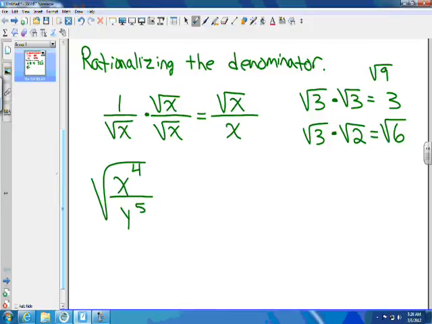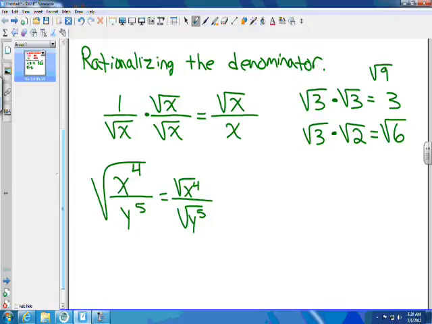X to the 4th over y to the 5th. What do we always do when we have a fraction underneath the radical? Split them up into 2, so we have the square root of x to the 4th over the square root of y to the 5th.